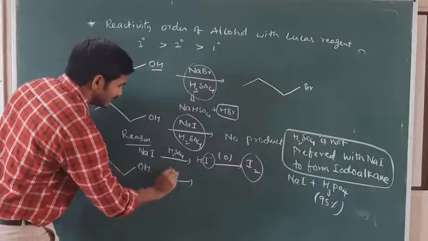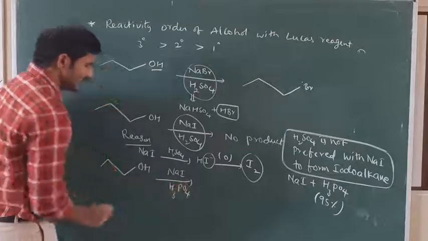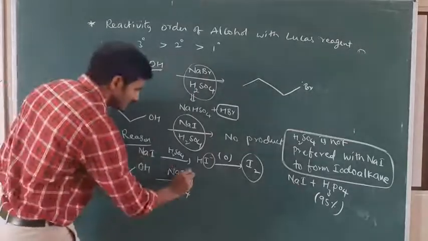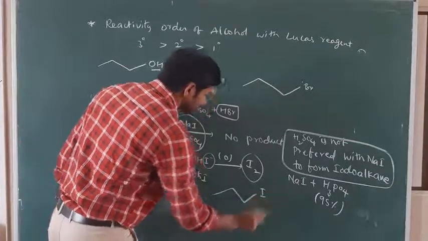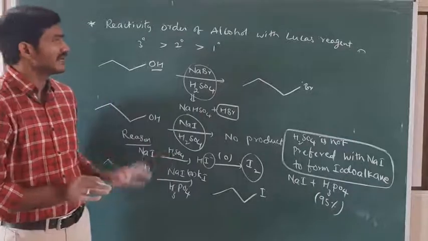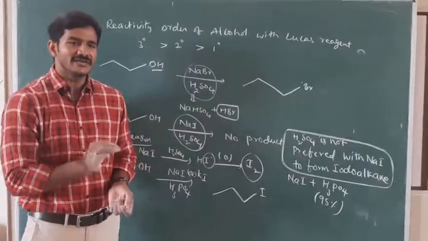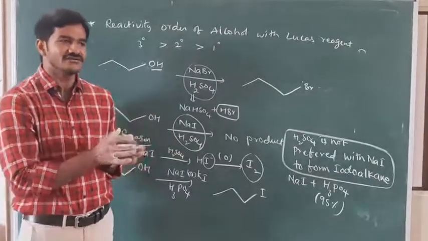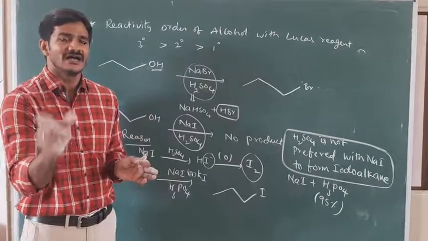So now I will take NaI with phosphoric acid. You can also take KI also. The product is the iodoalkane. Understood the point? So this way from alcohols we can prepare the haloalkanes. As a simple logic you can remember that whenever we see one reagent with the alcohol, we have to directly convert the OH group into a halo compound.